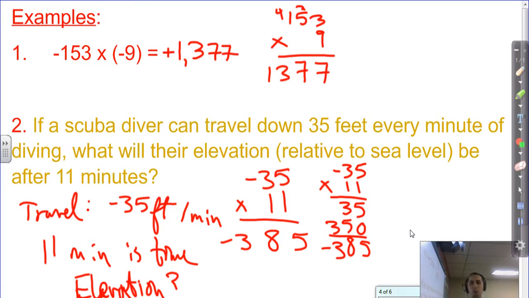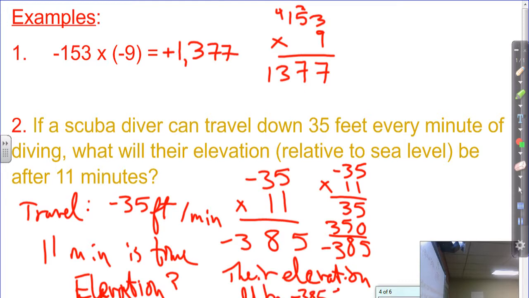And the reason that it's important that this is a negative answer is because they asked relative to sea level. So we're not above sea level, a positive value, we're a negative value. So their elevation would be negative 385 feet, because you need to tell me the units.